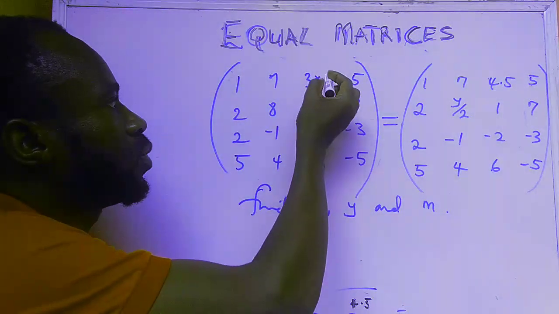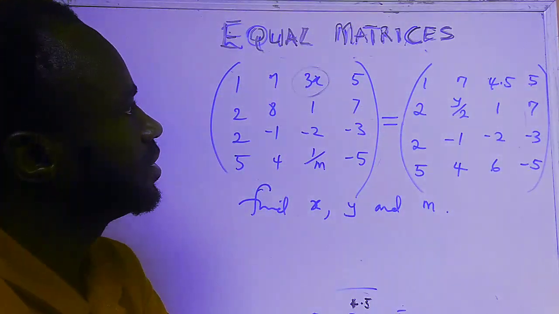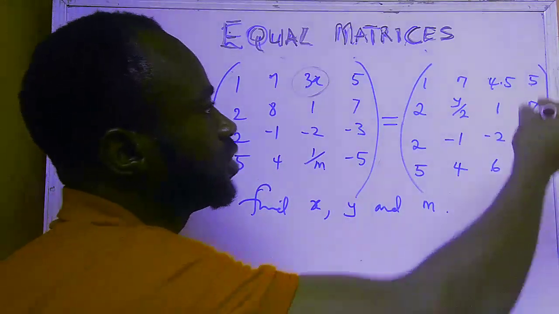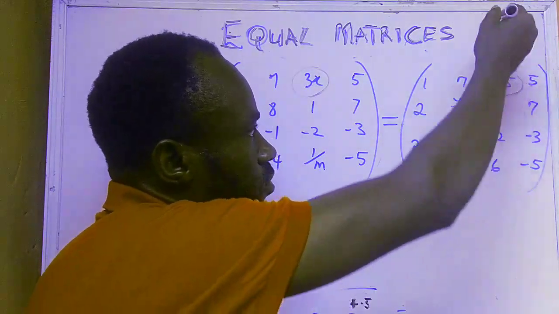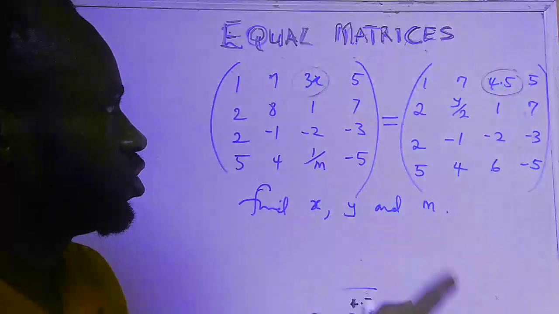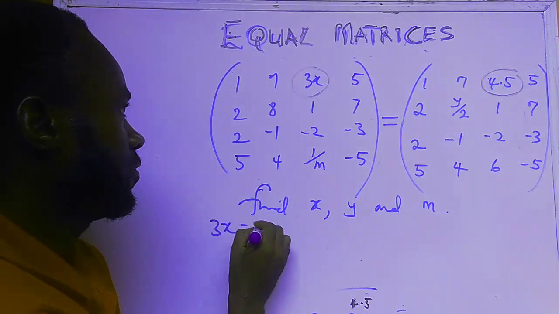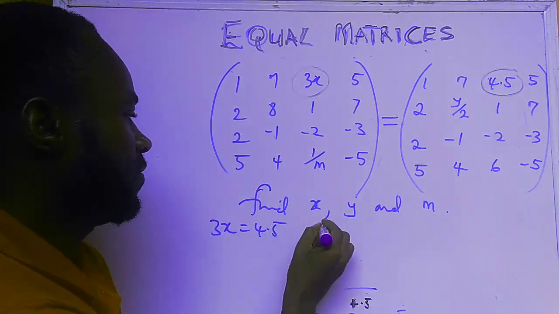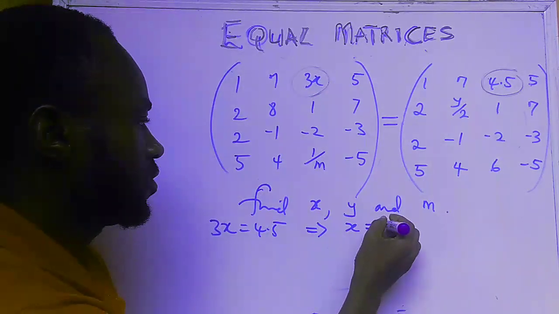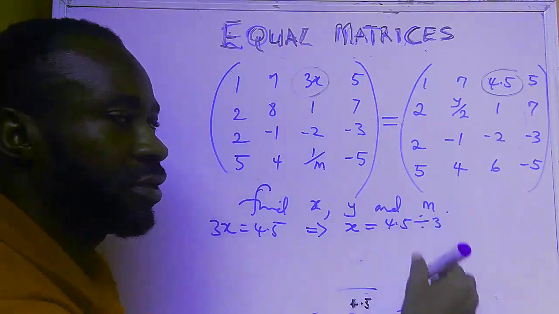So let's look at this. We are asked to find x, and we have 3x here. This 3x is in the first row and third column, which means it corresponds to this first row, third column. To get our x, all we have to do is equate these two. That will give us 3x equals 4.5. Therefore, if you divide both sides by 3, your x is equal to 4.5 divided by 3.